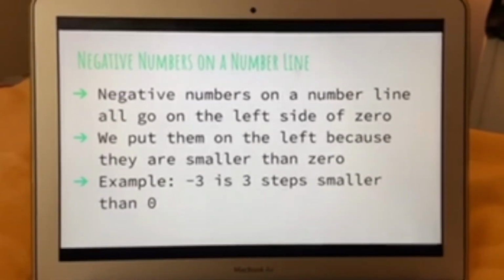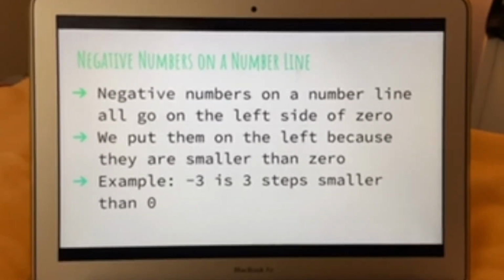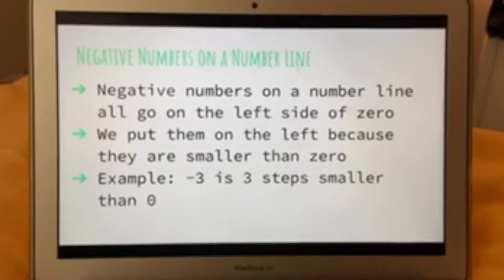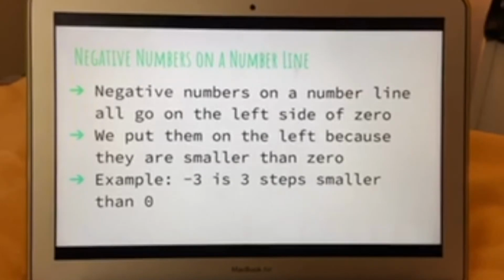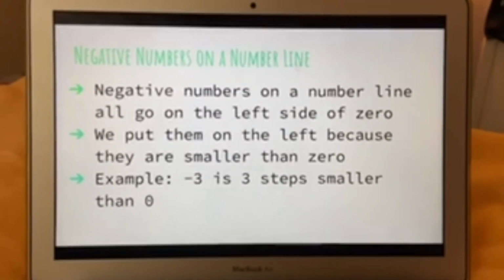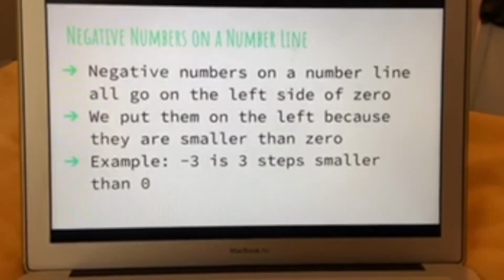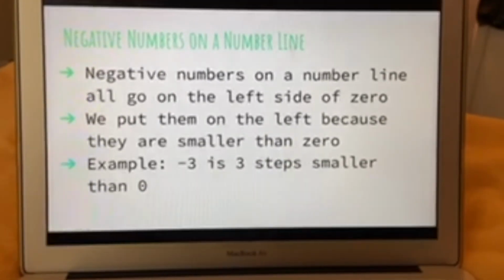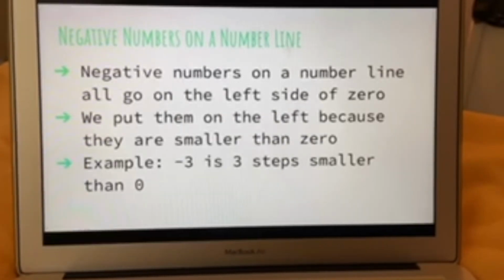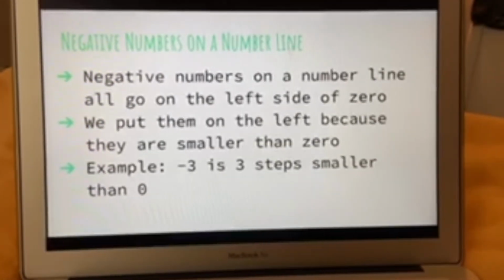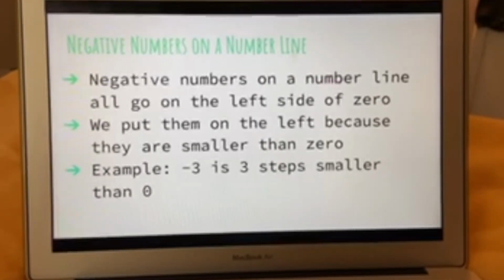So, in order to count with negative numbers on a number line, we have to put the negative numbers on the left side because they're all smaller than 0. So in this case, we have negative numbers on the left because they are smaller than 0. Then we would have 0 in the middle, and we would have positive numbers on the right.